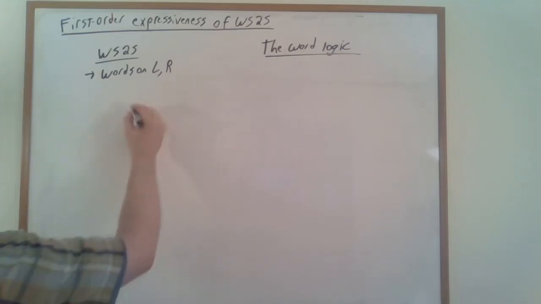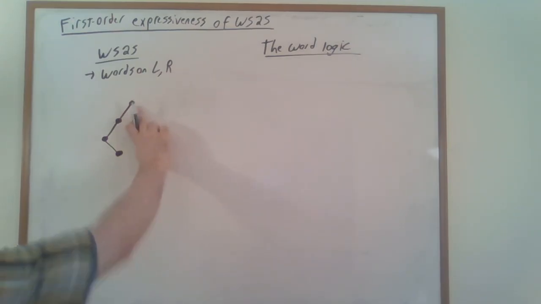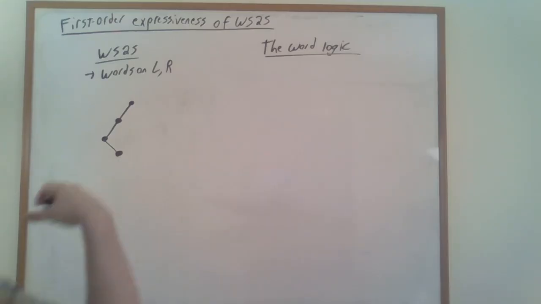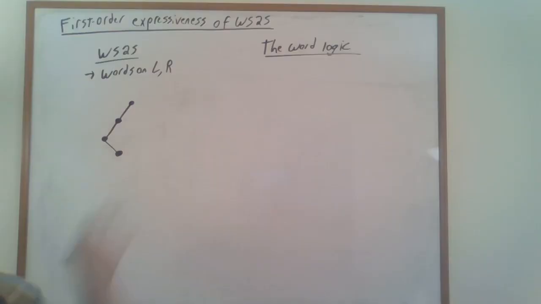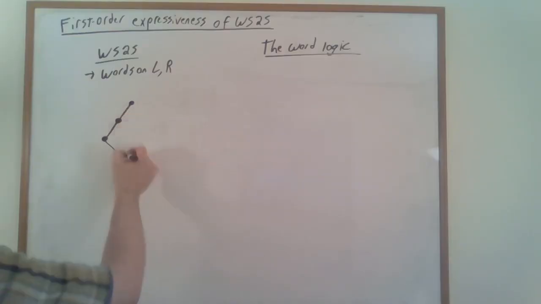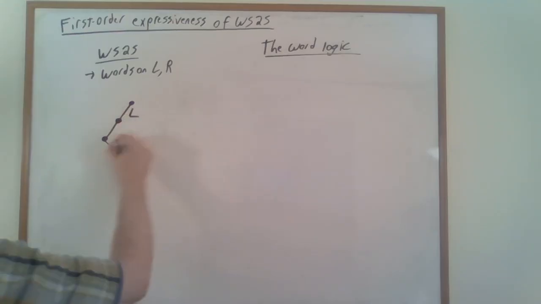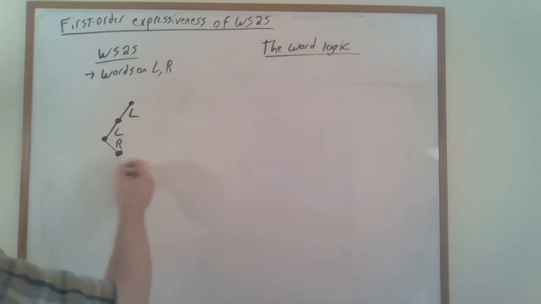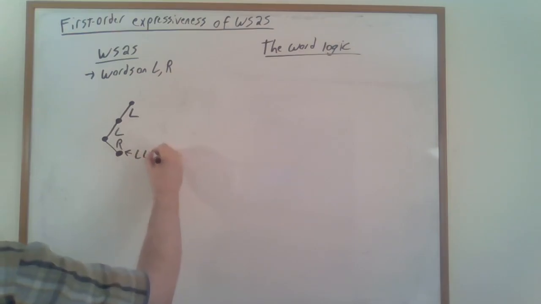So for instance, here's the root and we want to talk about this particular point here. The question is, how do you get to this point from the root in terms of going either to the left or to the right? Well, to get here, you first need to go to the left, and then you need to go to the left again, and then you need to go to the right. And so this node here corresponds to the word LLR.